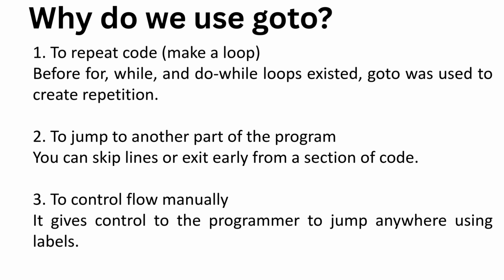It helps us to repeat code. Before for, while, and do while loops existed, goto was used to create repetition. To jump to another part of the program, you can skip lines or exit early from a section of code by using the goto statement. And then to control flow manually, it gives control to the programmer to jump anywhere using labels.